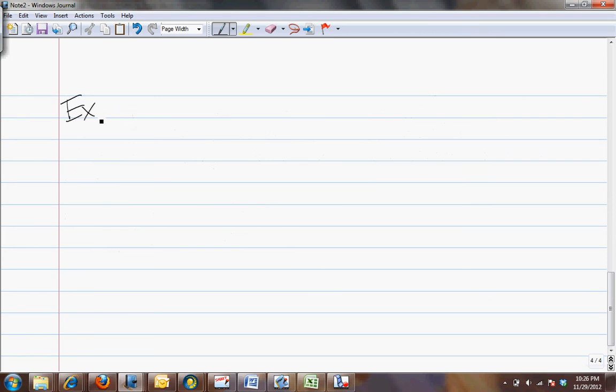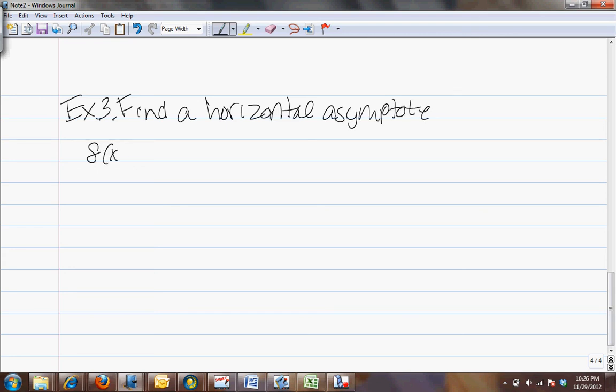Here's our example for finding a horizontal asymptote. I don't remember what example this is. All right, so let's say we have a function f of x is equal to 6x to the 4th minus 5 over 2x to the 4th plus x. I want you to graph this.